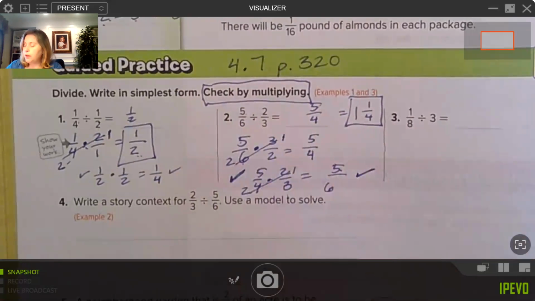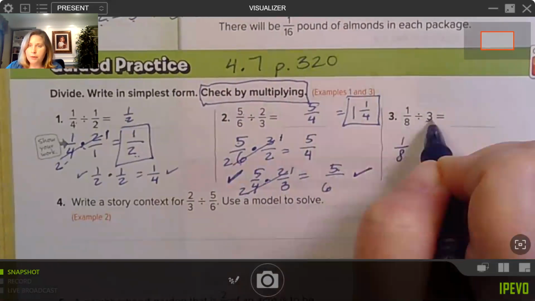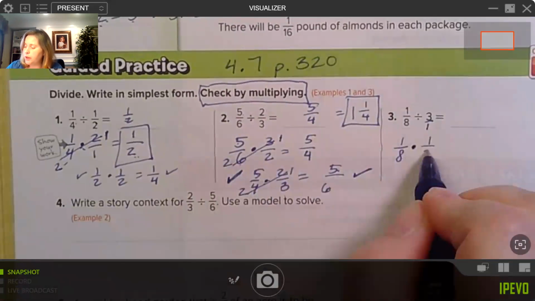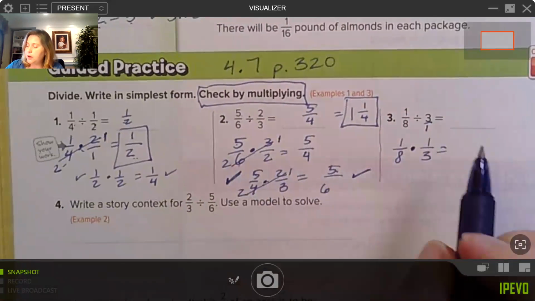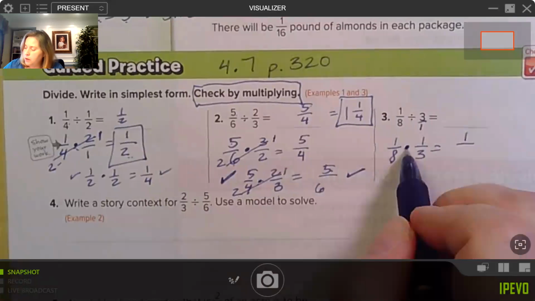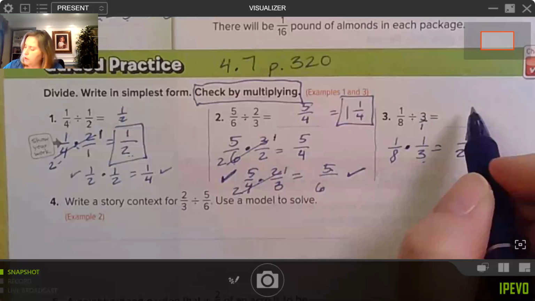Okay, let's look at number 3. We have 1/8 divided by 3/1. We're going to change that to 1/8 times 1/3. So we multiplied by the reciprocal. Numerator times numerator is 1. Denominator times denominator is 24. So our answer is 1/24.